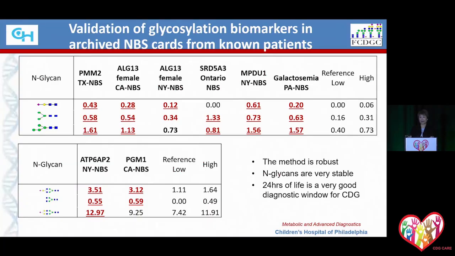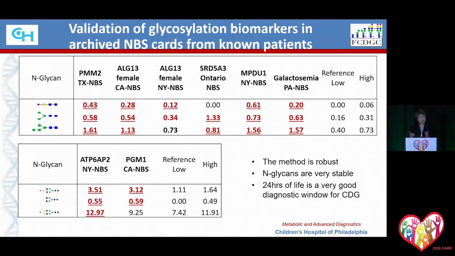So many of the parents here generously donated their baby's newborn screening card, and I was able to find glycosylation changes and validate this method on all of them. So we use 3 biomarkers for type 1, and all of them are increased in PMM2, and interestingly, in one of the ALG13 females.